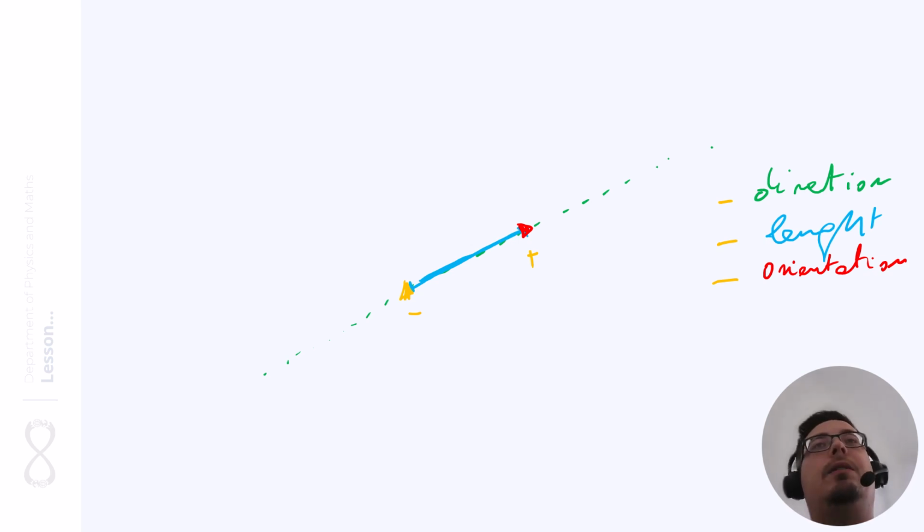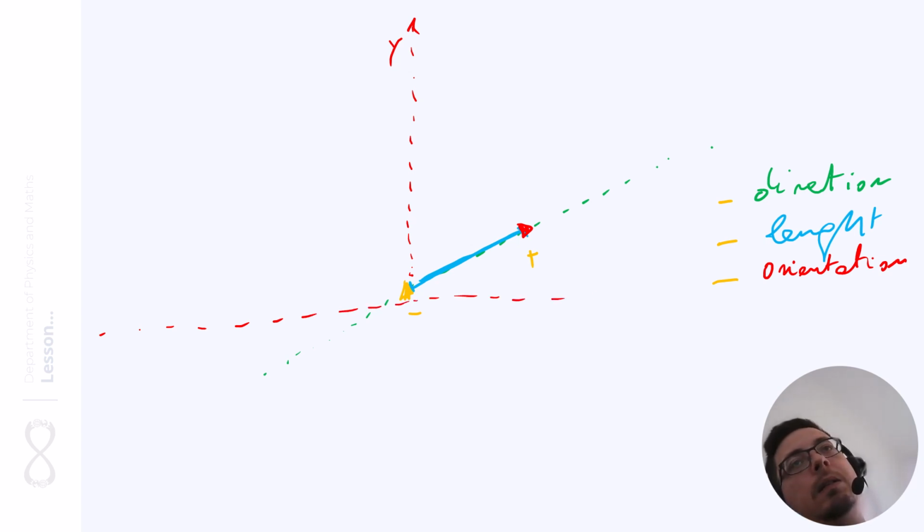But as you can see, I drew these lines in a blank space, and it's very difficult to identify this line independent of something else. So what do we do? We define two directions orthogonal to each other, which are y and x. These are orthogonal directions because this is an angle of 90 degrees.